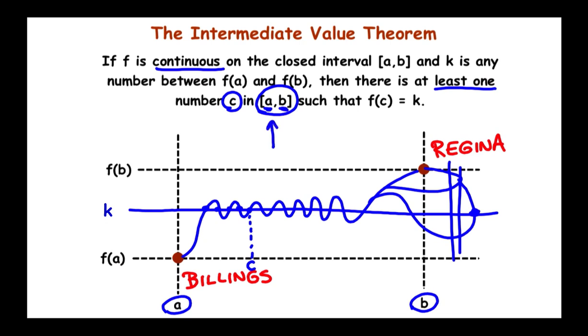So that's called the IVT. It seems like common sense, and I guess it kind of is, but man, is it useful later on in calc. And it almost always appears on the free response part of the AP exam at least once in one of the 6 questions.